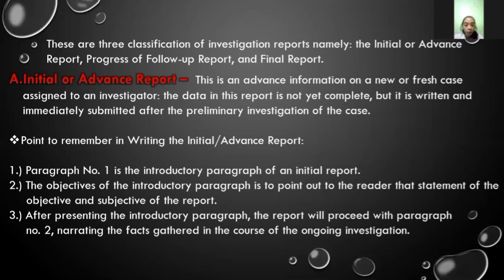Points to remember in writing the initial advance report. Paragraph number 1 is the introductory paragraph on an initial report. The objective of the introductory paragraph is to point out to the reader the statement of the objective of the report. After presenting the introductory paragraph, the report will proceed with paragraph number 2, narrating the facts gathered in the course of the ongoing investigation.